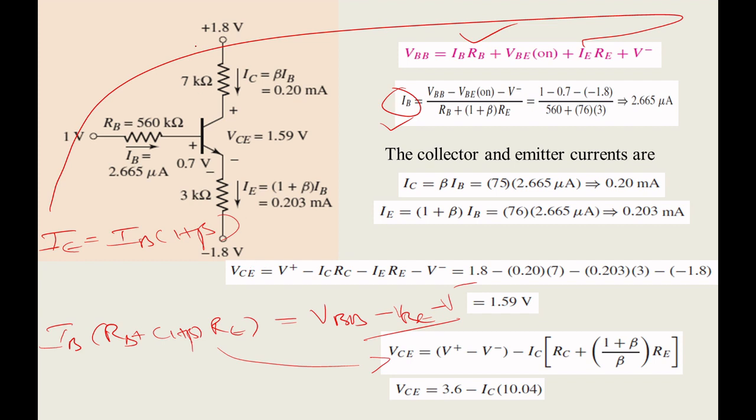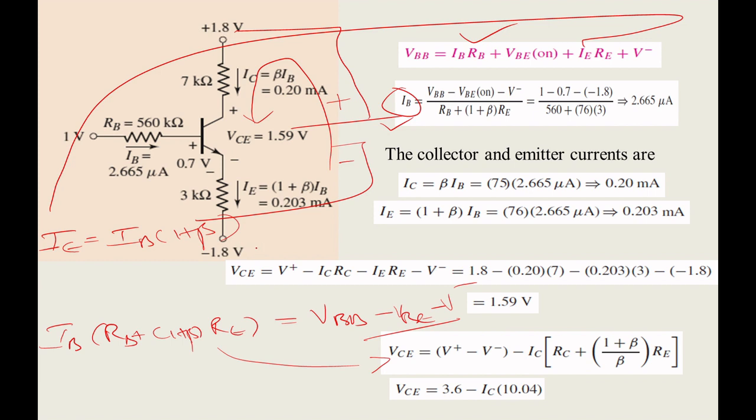Now I am applying KVL on the output side. I am explaining step by step, I hope you understand. Apply KVL in this loop: minus 2 plus VCE, minus ICRC, minus IERE, and minus VBB... When you rearrange the equation, B plus minus ICRC minus VCE minus IERE minus V minus.